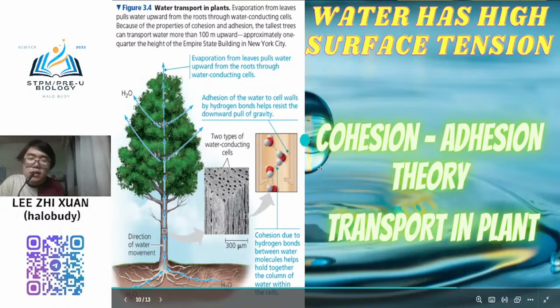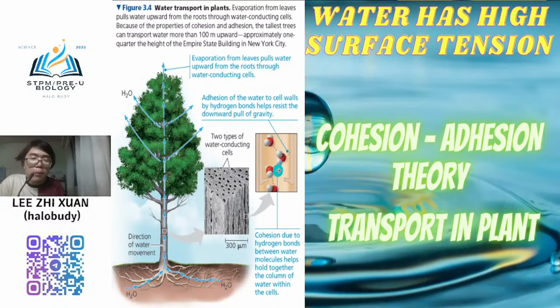Why is it like this? Due to the hydrogen bond. The most important keyword is hydrogen bond. If there is no hydrogen bond, then there is no surface tension and no transport like this. Due to the presence of hydrogen bond. The keyword. Very important.